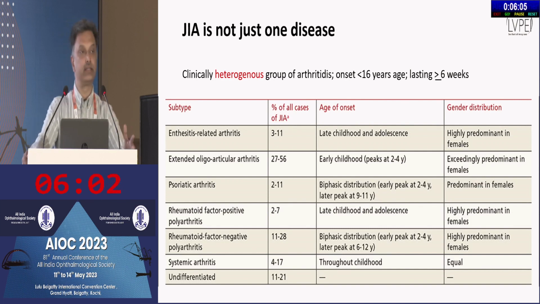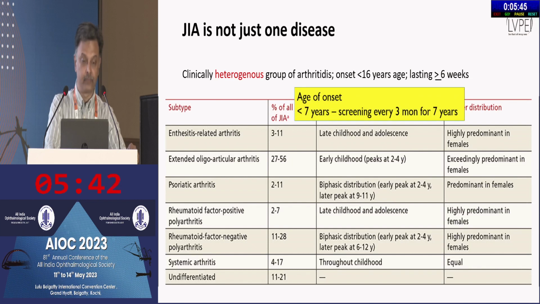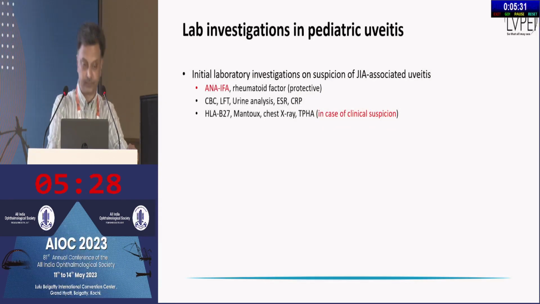What really matters is how soon is the onset of arthritis. If the onset of arthritis is less than 5 years of age, then the chances of having uveitis is very high. If it's a female, if the patient is ANA positive, again, the chances of having uveitis is also very significant. In general, in a kid less than 7 years age, we screen every 3 months till the age of 7 years. Now, this is something that we should remember for all our patients.